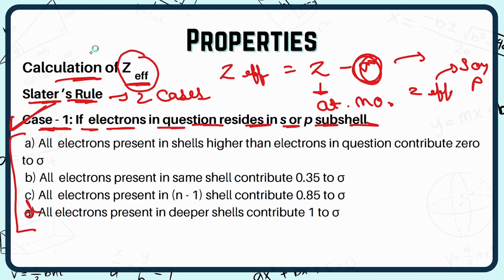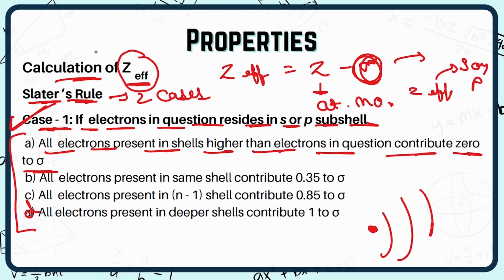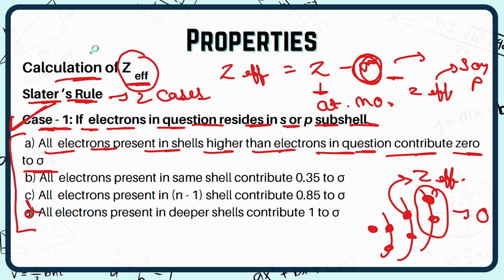First, A: all electrons present in shells higher than the electron in question contribute 0 to sigma. For example, here is our nucleus, these are our shells. Here 2 electrons, 2 electrons and 2 electrons. Suppose we have to find Z effective of this particular electron. So the contribution to sigma by these 2 electrons will be what? 0, because they are in a higher shell.